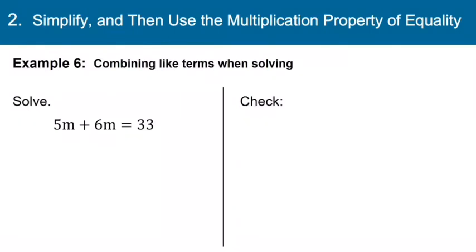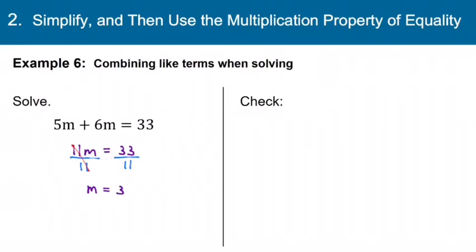Now let's look at some equations where we have to do a little simplifying before we can solve. Here on example 6, we have 5m plus 6m equals 33. So notice that I have two m terms over here. These should be combined first. So we know 5m plus 6m is 11m. So now we have 11m equals 33, and we can see that to isolate the m, we should divide both sides by 11. So I'll just say divided by 11 on the left and divided by 11 on the right. Of course, the 11's divide out, and we are left with m equals 33 divided by 11, which is 3.